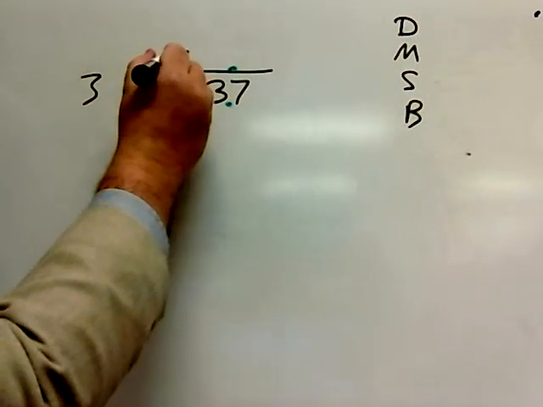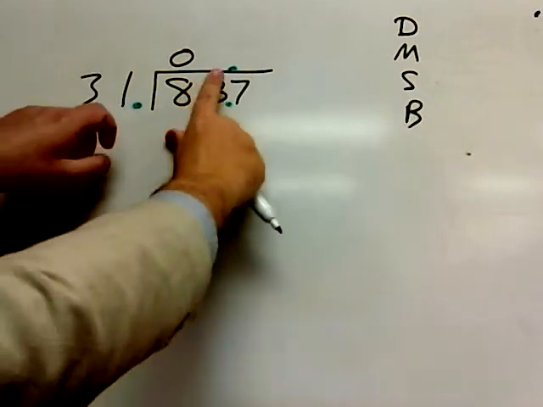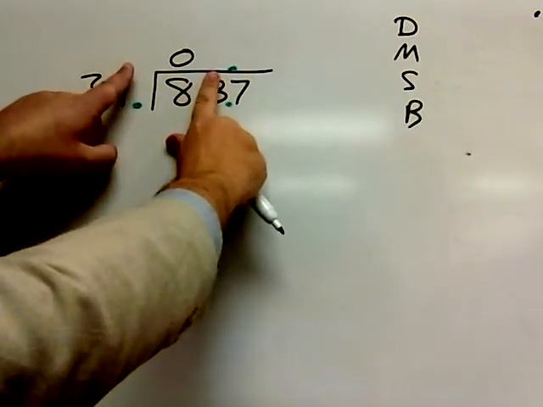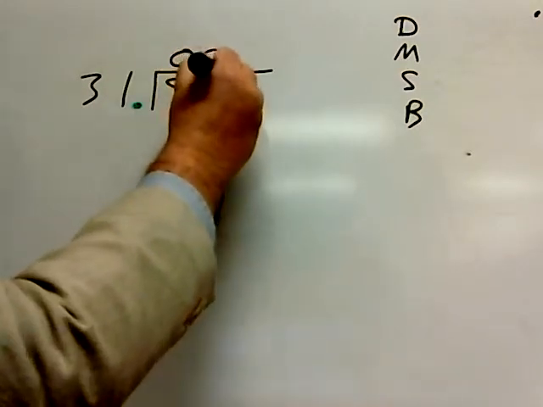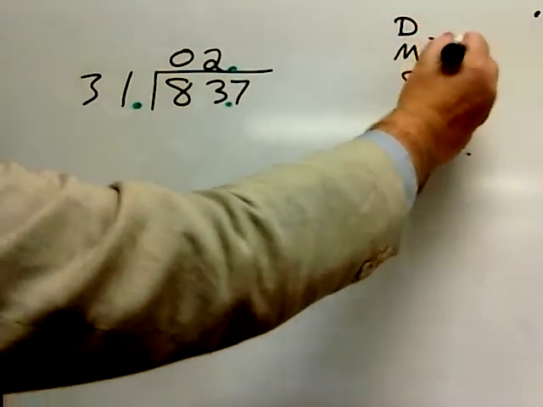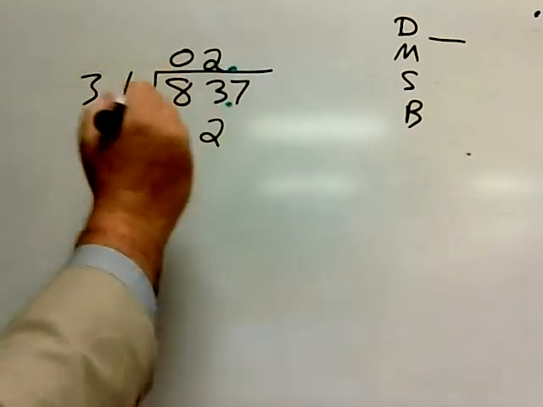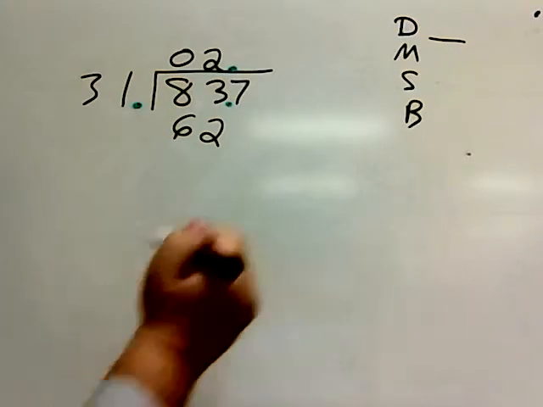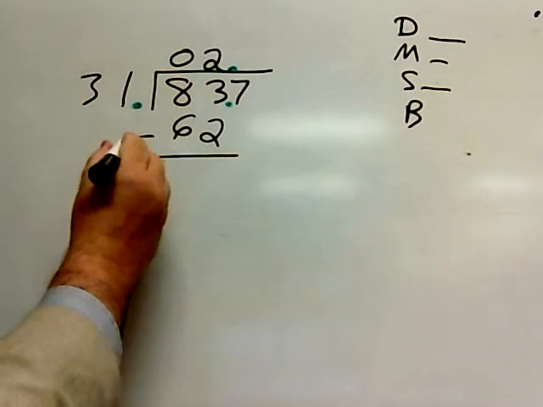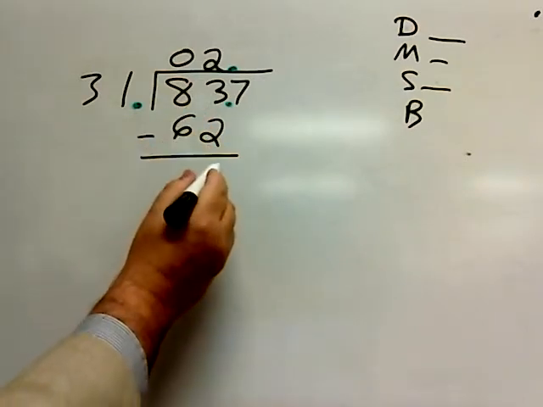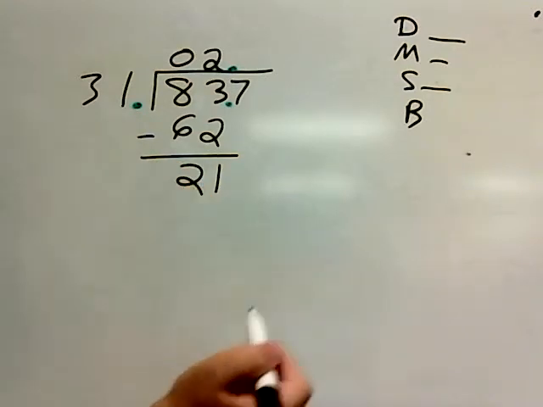31 will not go into 8, but 31 will go into 83. Let's see. Cover the last number. How many times does 3 go into 8? We should have come up with 2. Divide, now I'll multiply. 2 times 1 is 2, and 2 times 3 is 6. I multiplied, so next I'll subtract. 3 take away 2 is 1. 8 take away 6 is 2.